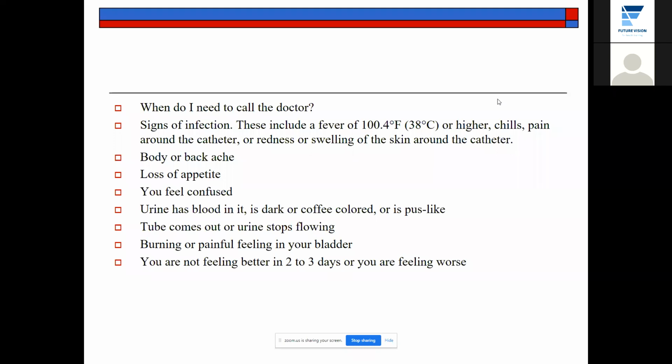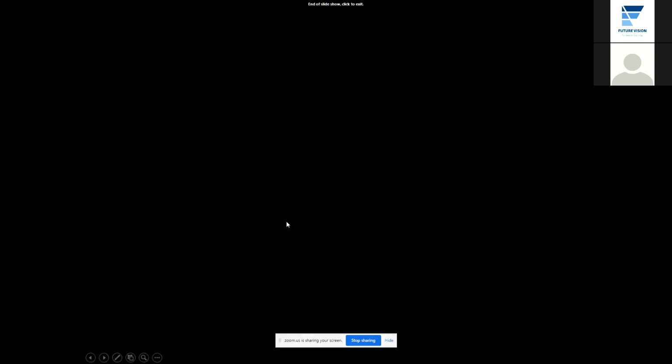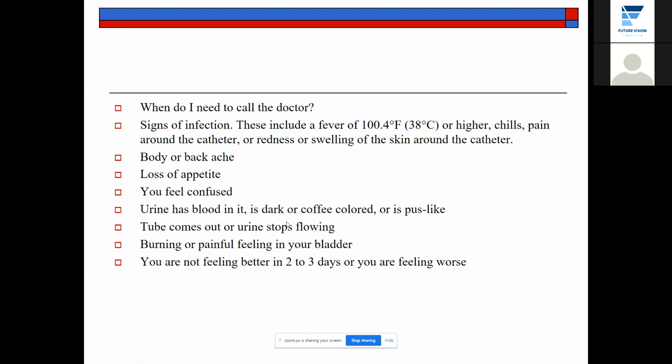As we said, with a high temperature, if the patient feels like he's not feeling well, he's not eating well, or if you notice in the urine bag there is blood or pus, or if there is a sensation of burning or a painful feeling in the bladder, this is a good indication that the patient has a urinary tract infection.